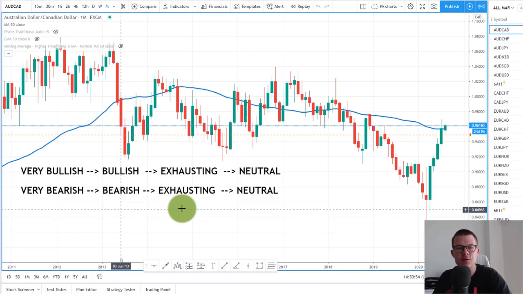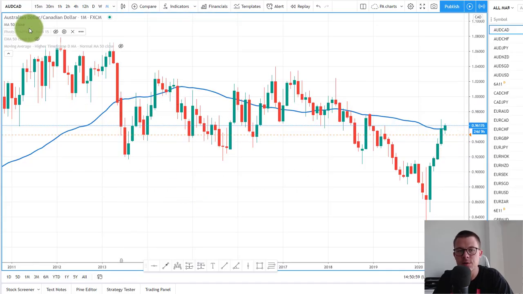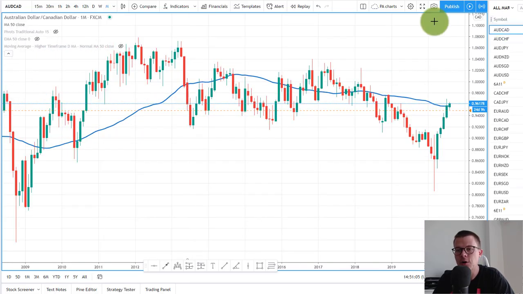And for that I use one moving average. As you can see here, this is the 50-period moving average. I use TradingView, by the way, for my chart analysis. Absolutely love them. And this is how I organize myself.